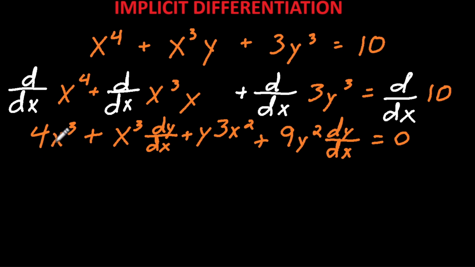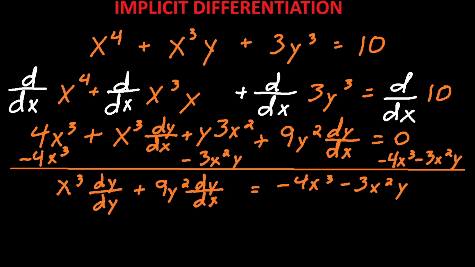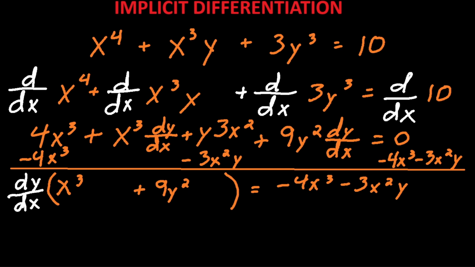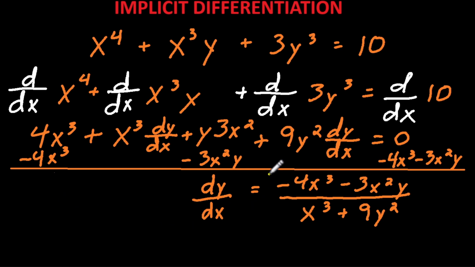The first thing I want to do is subtract the 4x cubed and the 3x squared y. We'll move that to the other side. Once we subtract that, we get x cubed dy/dx plus 9y squared dy/dx equals minus 4x cubed minus 3x squared y. Now, since both of these terms have a dy/dx, I can factor those out. And simplifying that, inside I have x cubed plus 9y squared. And if I divide both sides by x cubed plus 9y squared, the entire left side will simplify to just be dy/dx. And this is our final answer.